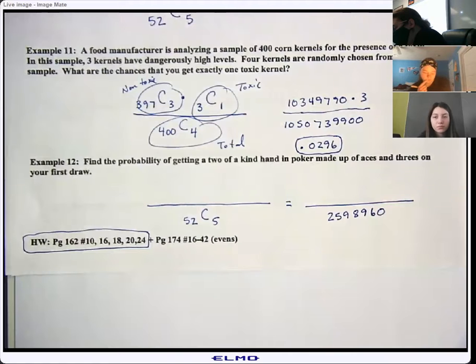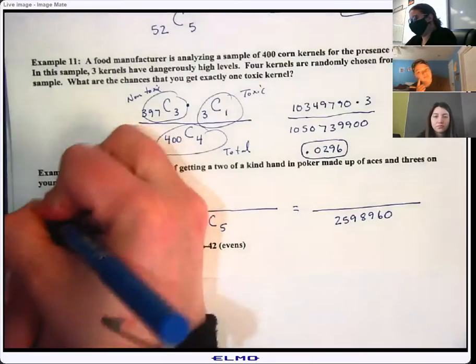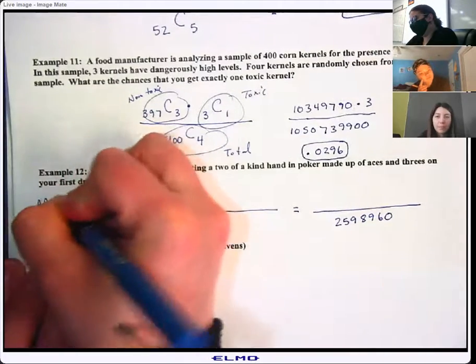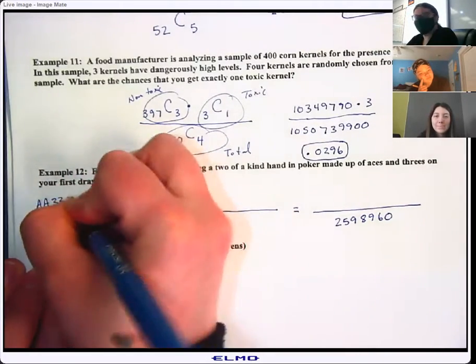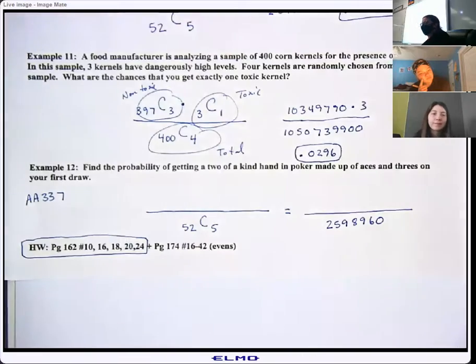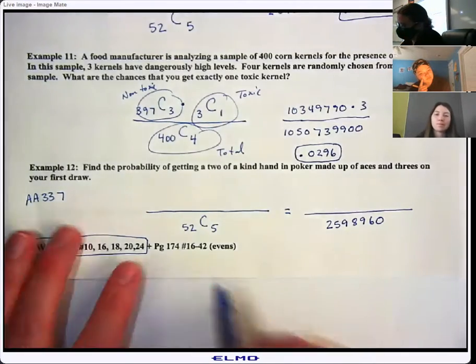We need a 2 pair hand in poker made up of aces and 3s on your first draw. Do you guys know what a 2 pair is? Essentially if I was looking at my hand, it would be 2 aces, 2 3s, and then anything else. Could be a 7, could be a king, whatever. Doesn't matter what that 5th card is.